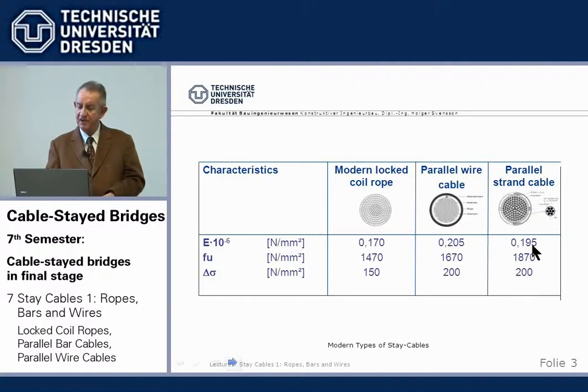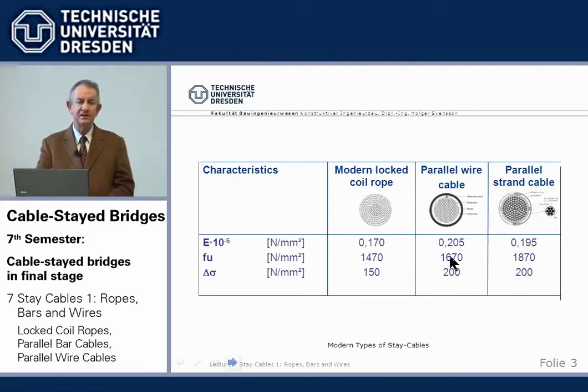Furthermore, there is a difference in stiffness between 170, 205, 195; we'll go into detail there. And finally, we have differences in the fatigue strength. Wires are notoriously low, but they have been grossly improved over the last years. The big advantage initially for those was the high fatigue strength. Now, these are some basic advantages. We'll go into that in detail.